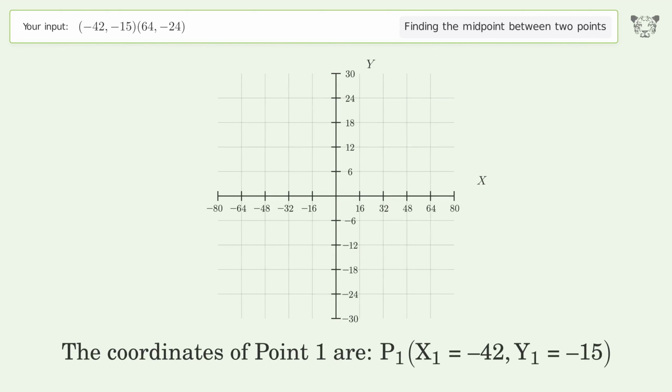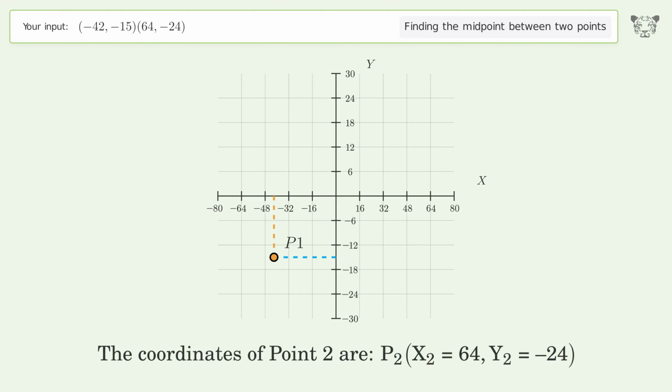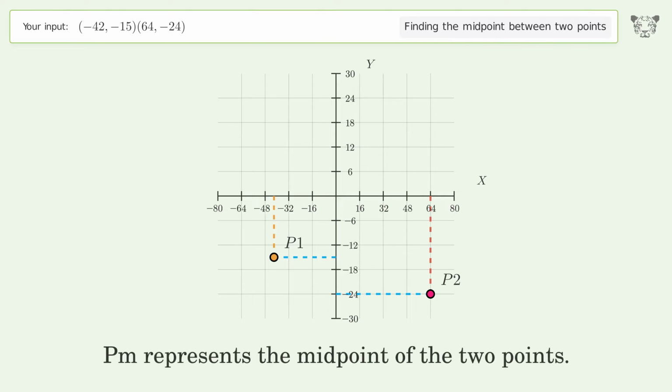The coordinates of point 1 are x1 equals negative 42, y1 equals negative 15. The coordinates of point 2 are x2 equals 64, y2 equals negative 24. PM represents the midpoint of the 2 points.